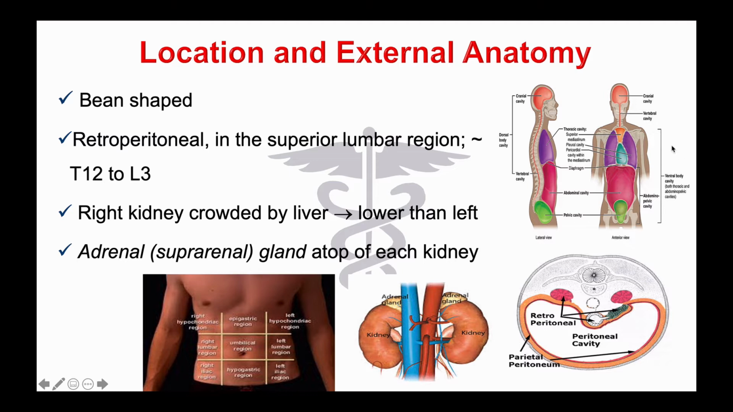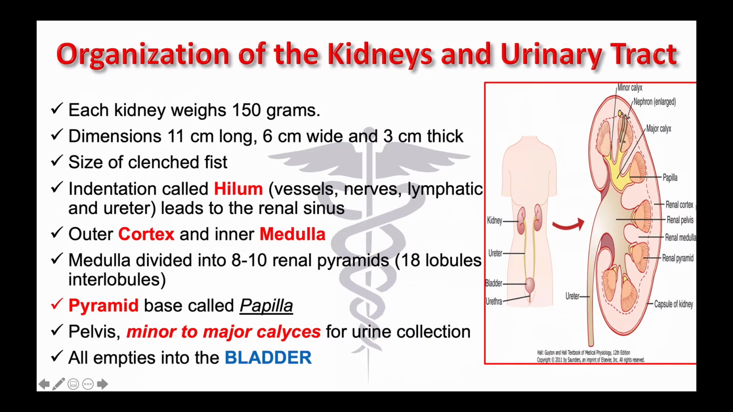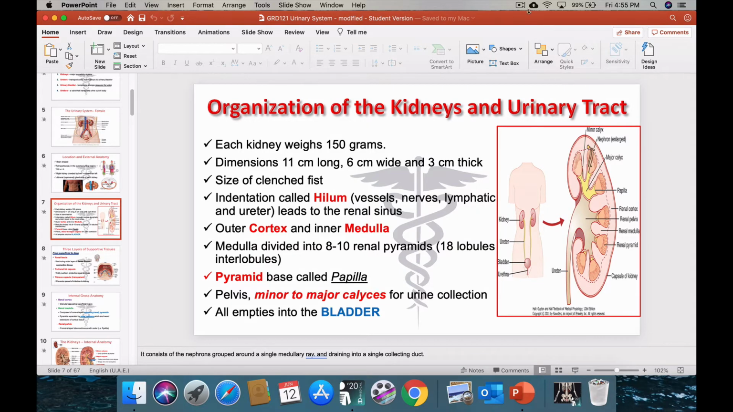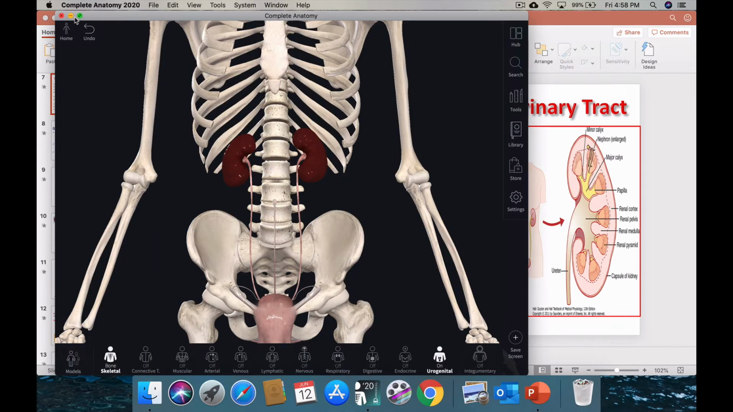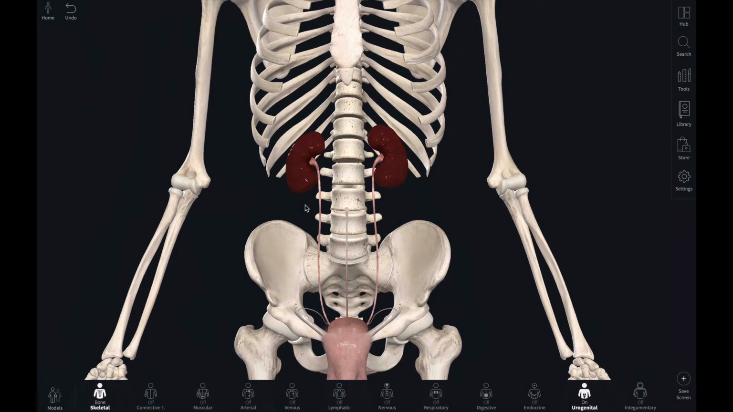Okay, so here you can see this is a thoracic cavity, this is an abdominal cavity, and this is a pelvic cavity. So the kidney is located here in the posterior aspect of this pelvic peritoneum. Okay, so let's see this kidney in the 3D model, so that you will be able to see. Here is the bean-shaped structure.